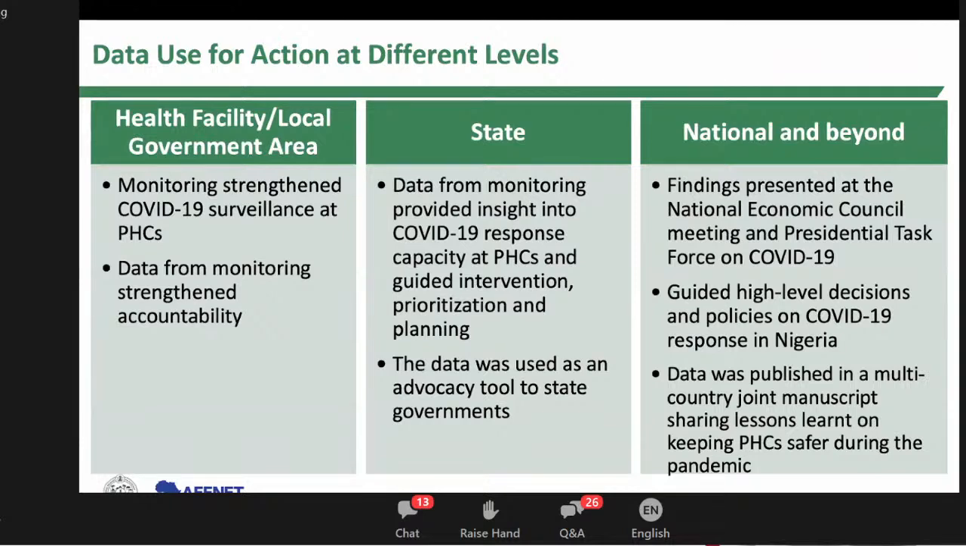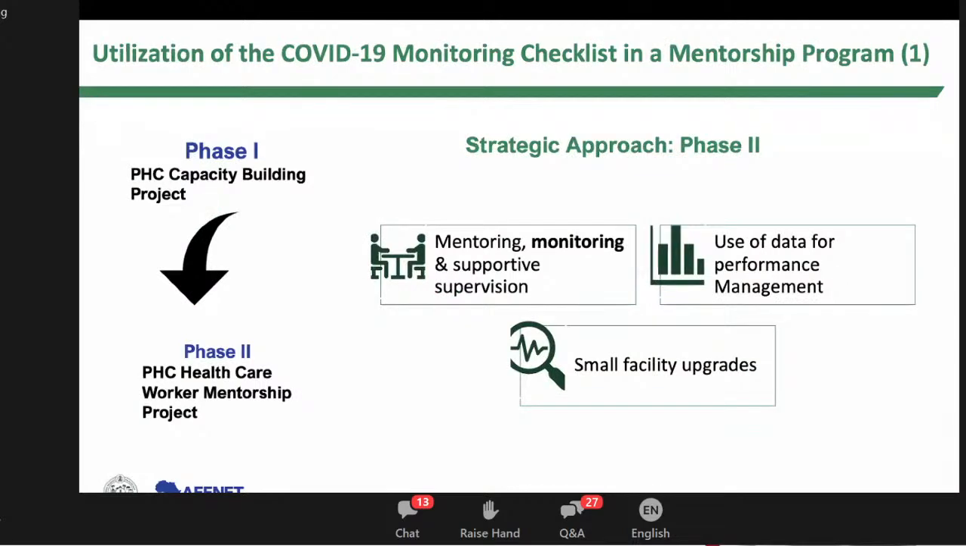At the national level and beyond, the findings were presented at the National Economic Council meeting and the Presidential Task Force on COVID-19. The data at the national level guided high-level decisions and policies on COVID-19 response in Nigeria. And it was put in a multi-country joint manuscript on lessons sharing on keeping PHC safer during the pandemic.